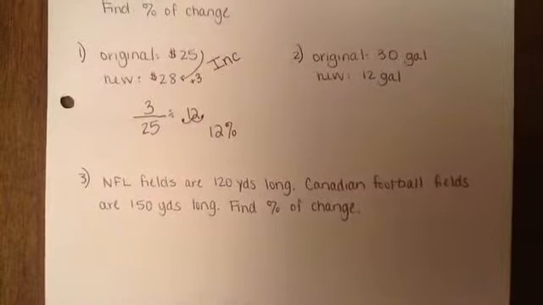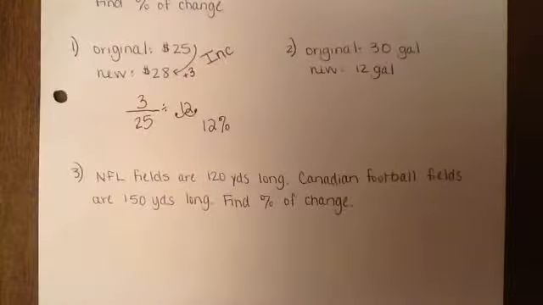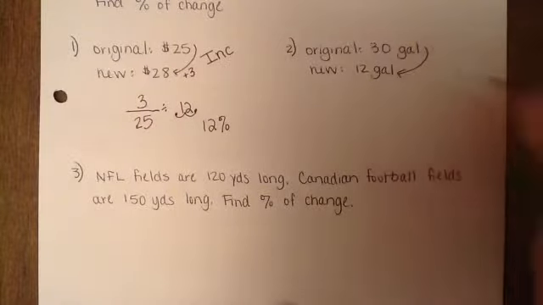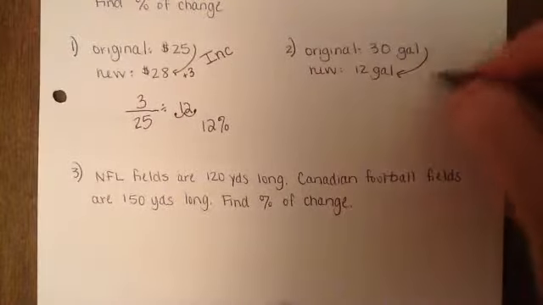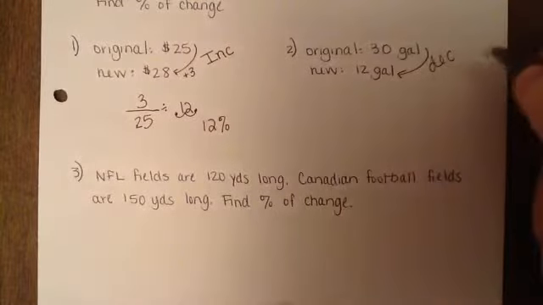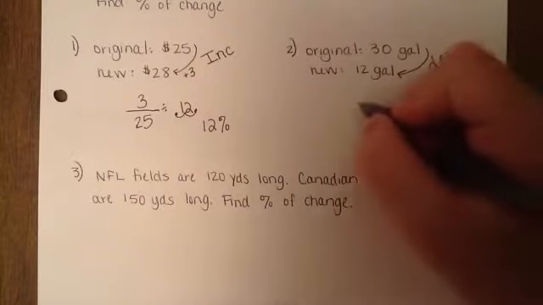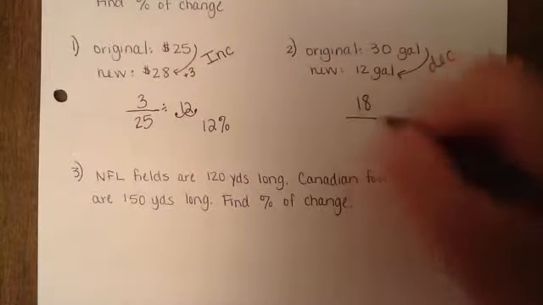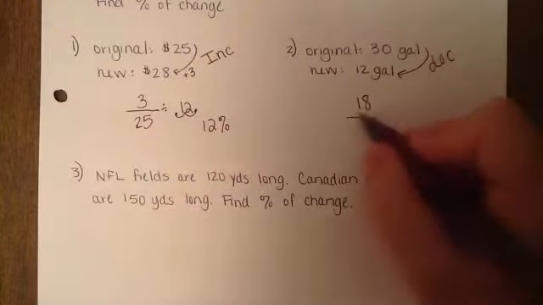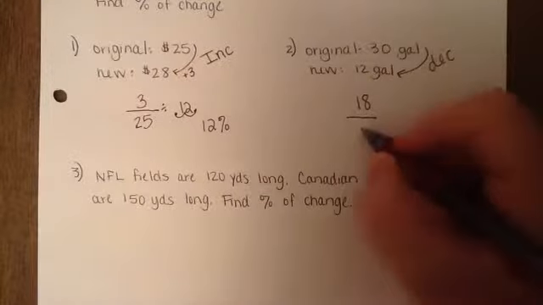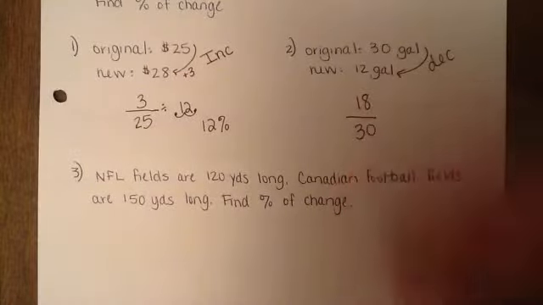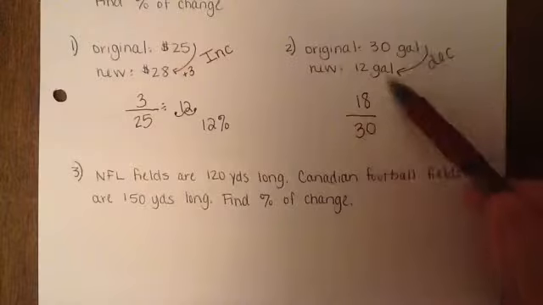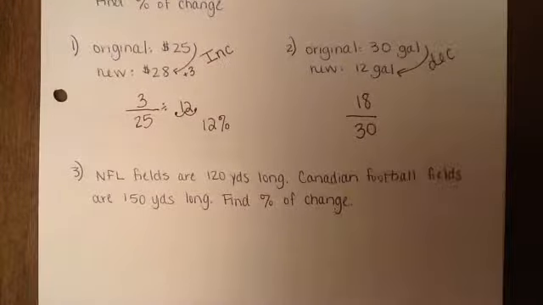Let's try another one. Our original was 30 gallons and our new is 12 gallons. Okay, so is this an increase or decrease? This is a decrease. How much does it go down by? It goes down by 18. That's the change. It changed by 18 compared to what goes on bottom? The start of 30.